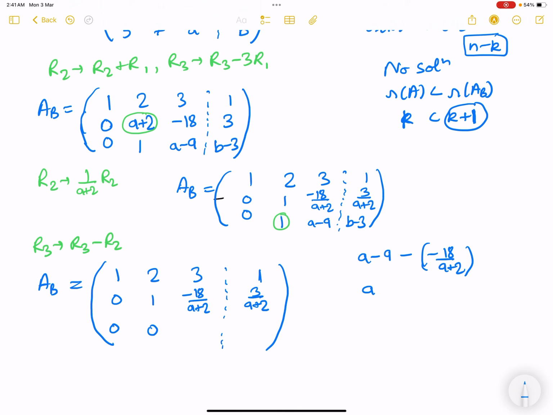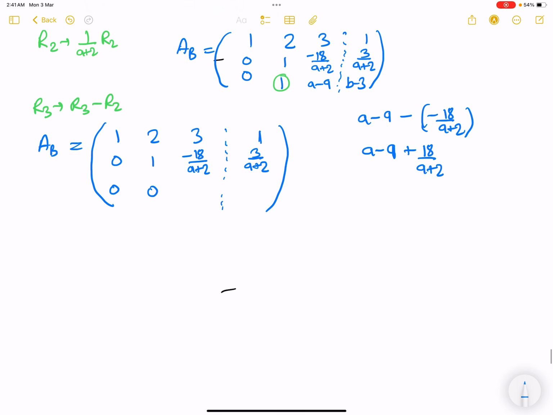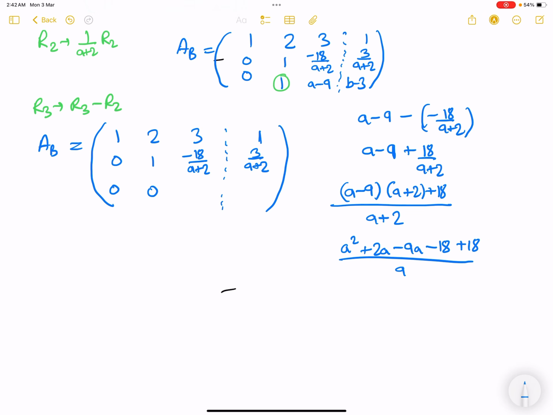So this becomes a minus 9 plus 18 upon a plus 2. So I'm simplifying it here only. So this becomes (a minus 9)(a plus 2) plus 18 upon a plus 2. So if we solve this, this is a square plus 2a minus 9a minus 18 plus 18 upon a plus 2. So this cancels out.